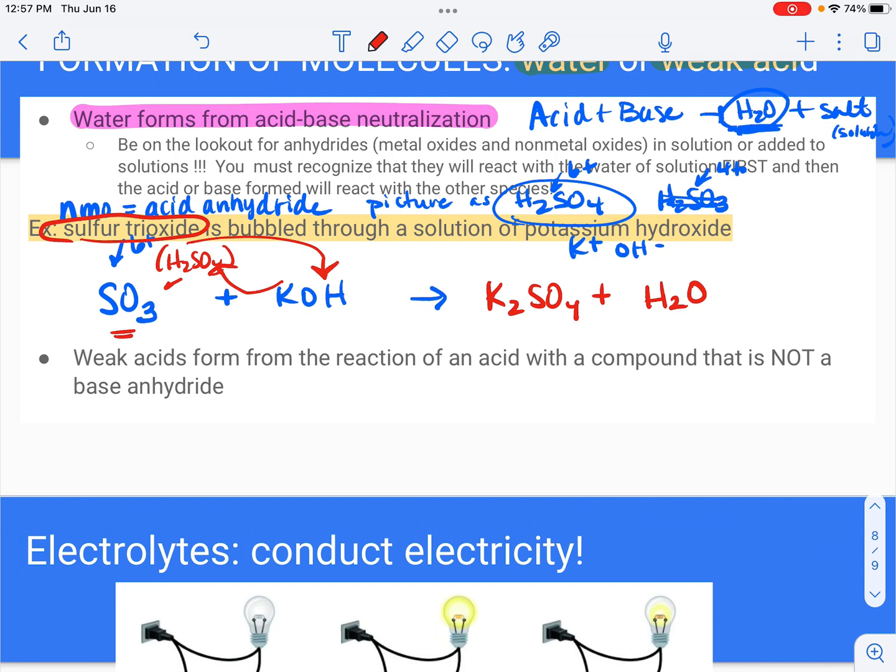This is probably one of the most complicated things that we can do. So you're going to write it the way it came, but you're going to picture it as the acid that it would turn into as soon as it's in solution. If these are two solids, this doesn't happen. But if this is an acid or a base anhydride with a solution of something else, it will.